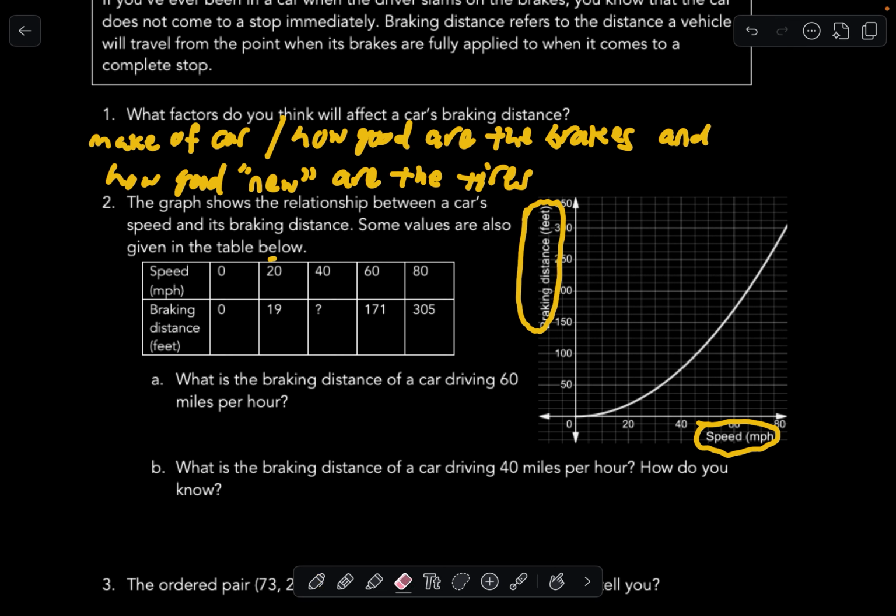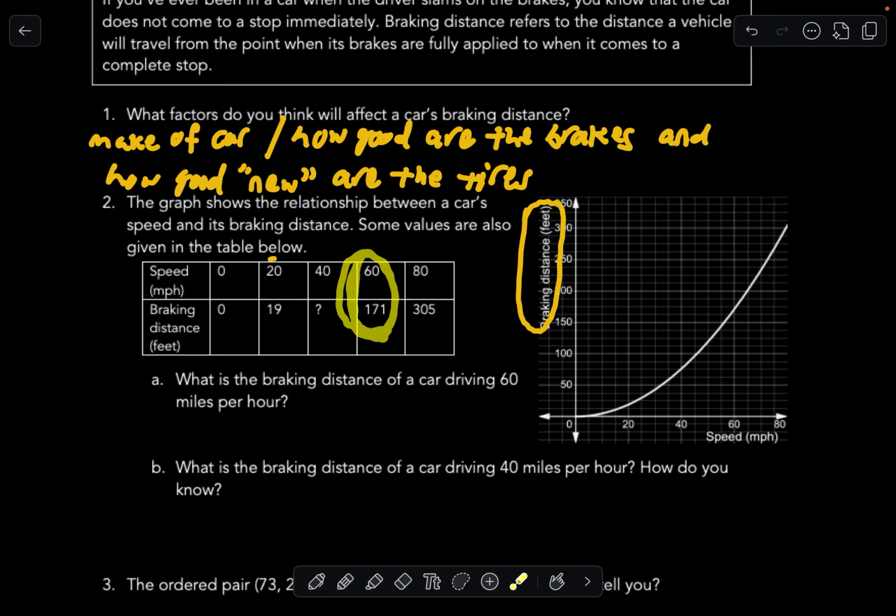All right. So if you look at this, what is the braking distance of a car driving 60 miles per hour? So let's look at our graph. Notice our graph says at 60, we go up, we're right here, and you go over, and it's kind of hard to tell from the graph, but you know what? They also gave it to you on the table.